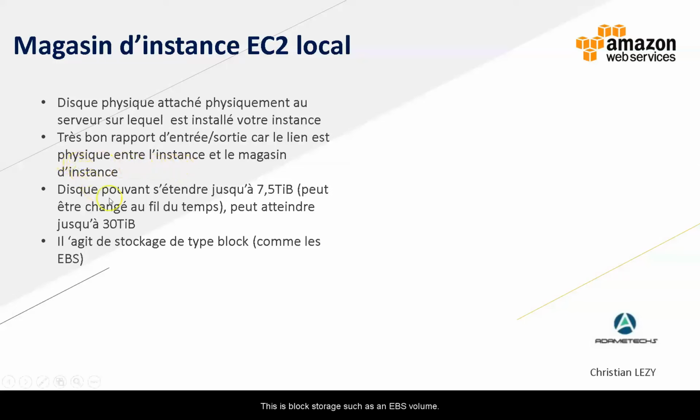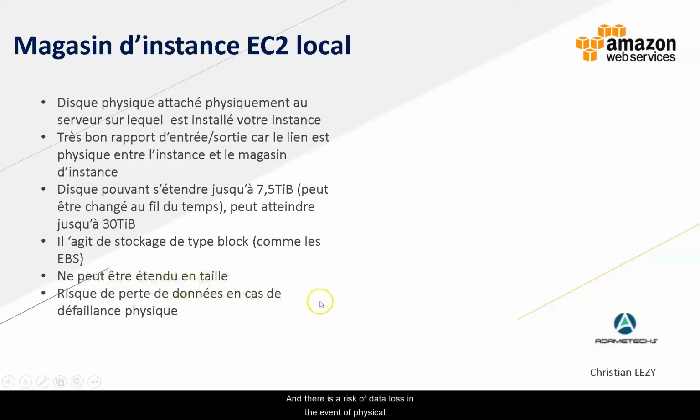This is block storage, such as an EBS volume. Although it's in a different arrangement from EBS network drives, for us in the console it will be seen as a hard disk. The problem is that the instance store cannot be extended in size. And there is a risk of data loss in the event of physical failure, where we have seen that with manual backups we can overcome this problem and create redundancy with this type of volume.